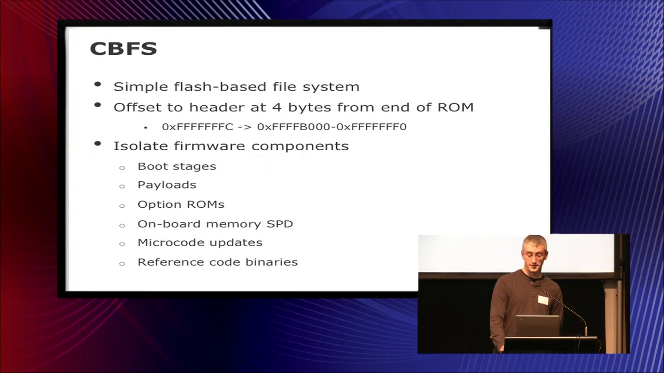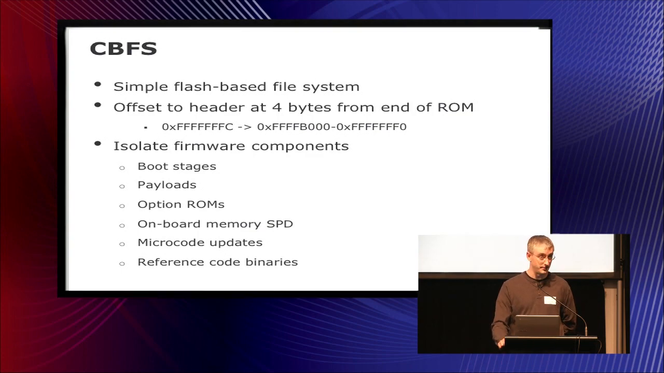Okay, so I referenced CBFS. CBFS is a simple flash-based file system that coreboot uses. This has been part of coreboot for a long time now. It has a pointer that lives at the very end of the ROM that gives you an offset to where the actual file system lives. So it has an indirection step to find where CBFS lives. This is so you don't have to parse through the entire firmware image to find your CBFS. A number of different things are actually stored in CBFS, and coreboot uses this pretty heavily.